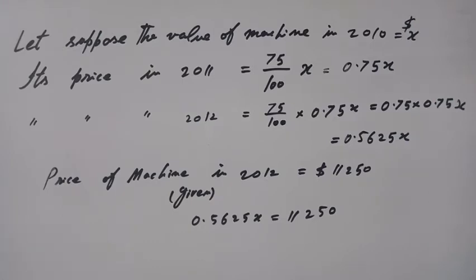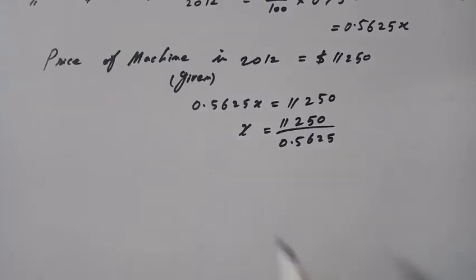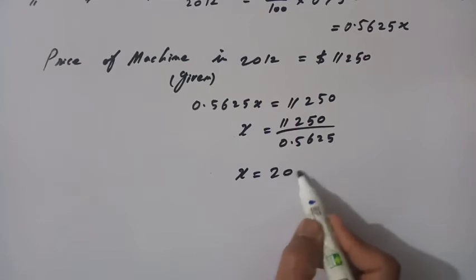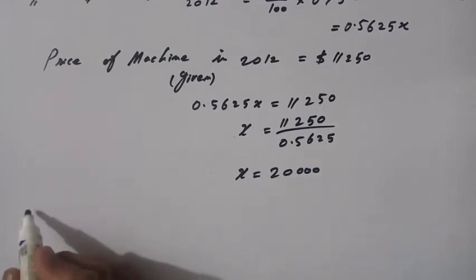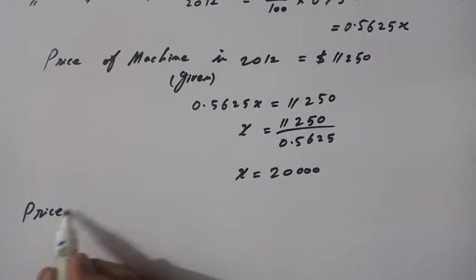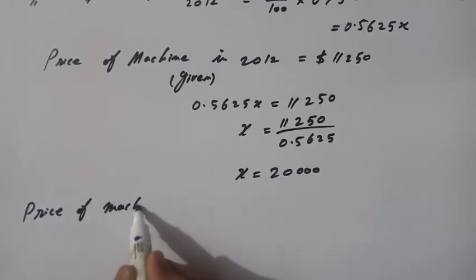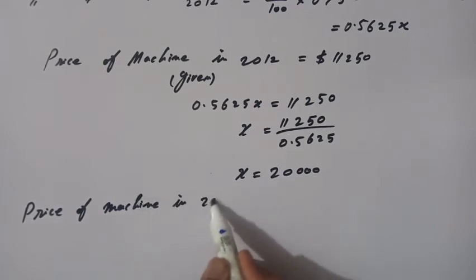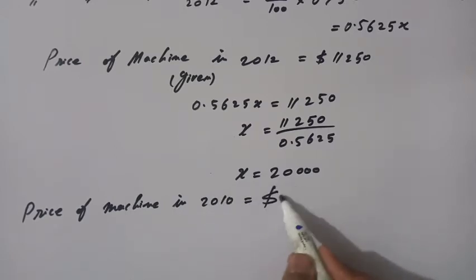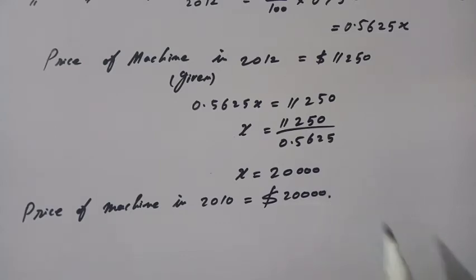Then solving it just like an equation, x would be equal to 11,250 divided by 0.5625. Now solving it, this x results 20,000. So the price of machine in 2010 is equal to $20,000, right?